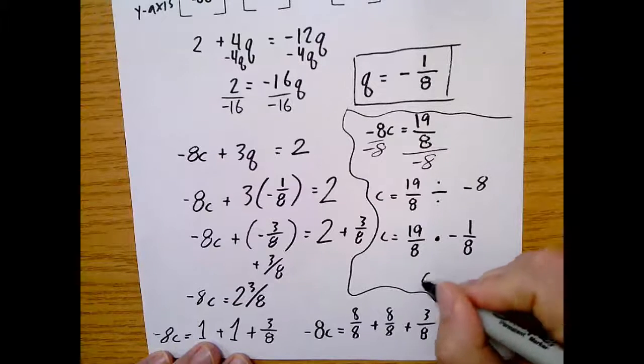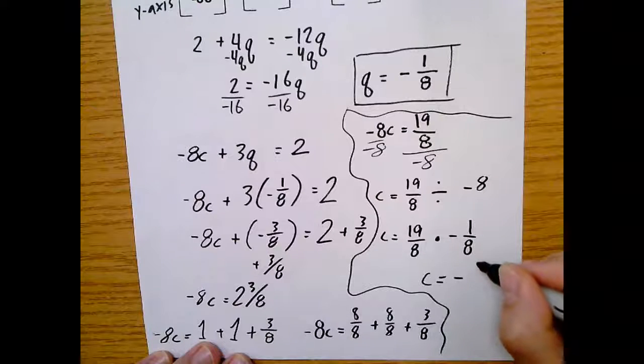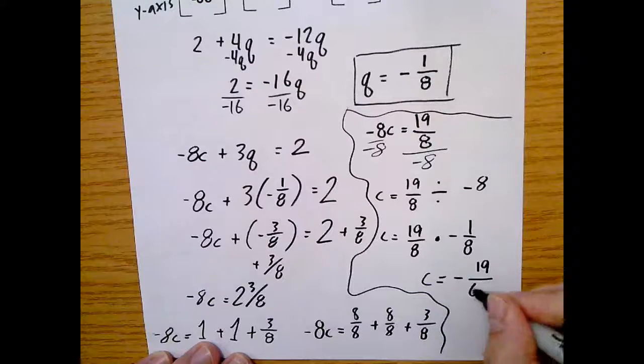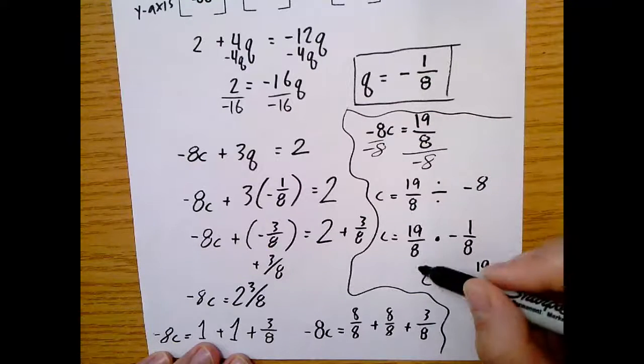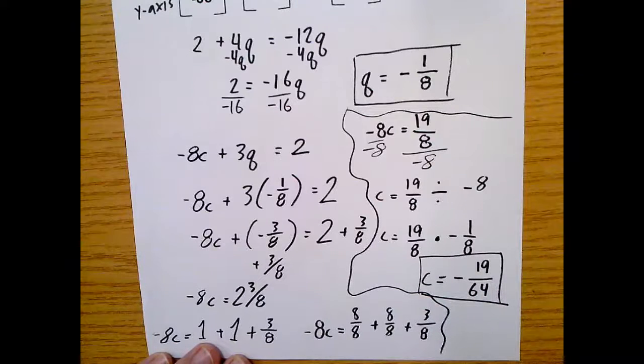C is going to be negative. 19 times 1 is 19, and 8 times 8 is 64. And there you go. 19 is a prime number, so that is not going to simplify at all. And you are done. You found your Q, which is negative 1/8, and your C, which is negative 19/64. Good job.